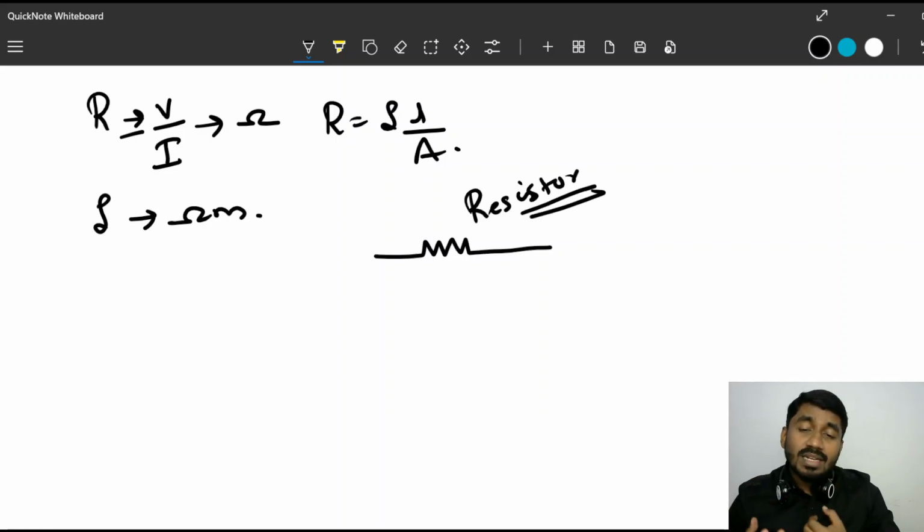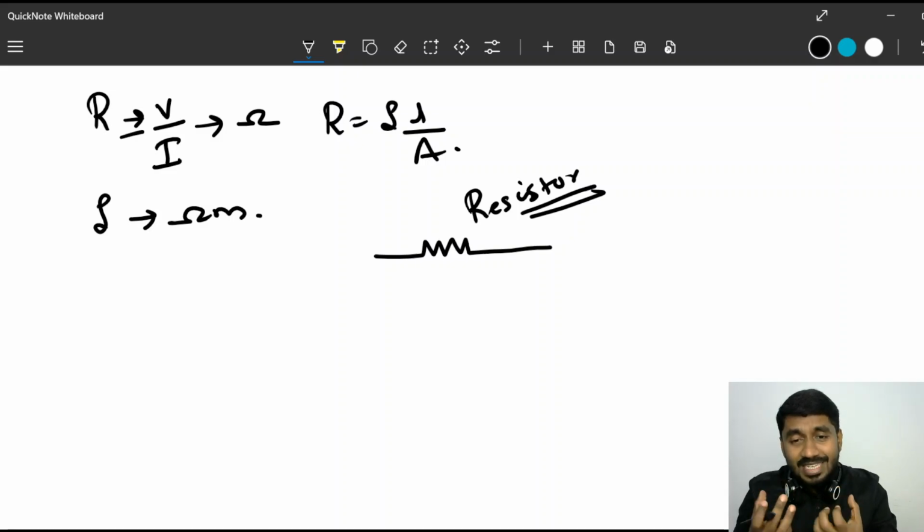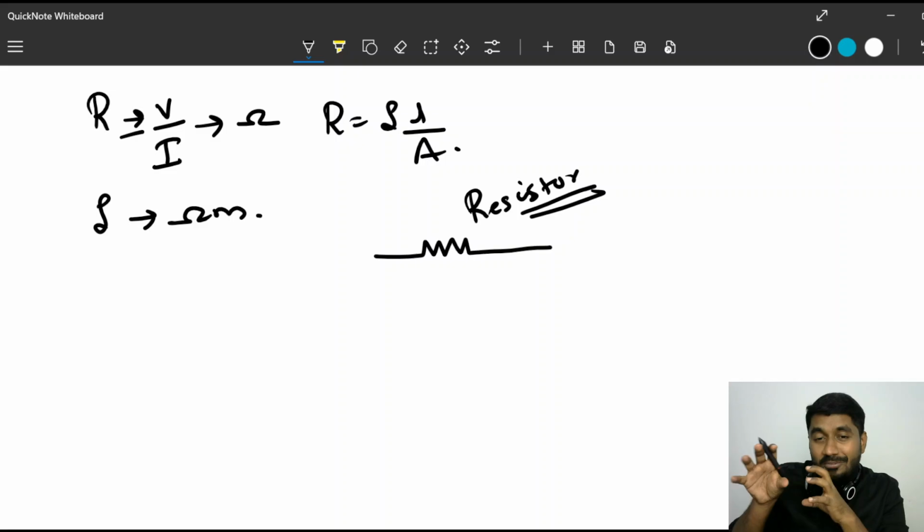Okay, this resistor has a lot of practical applications. For example, I am connecting my mobile to a battery. This is just an example only. I am connecting my mobile to a battery, and I expect that too much current never passes through my mobile. So I need something to control the flow of current.